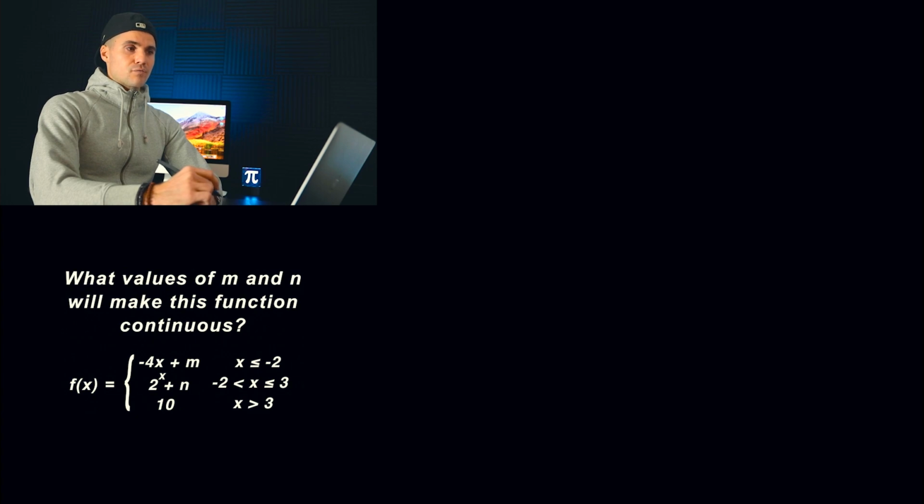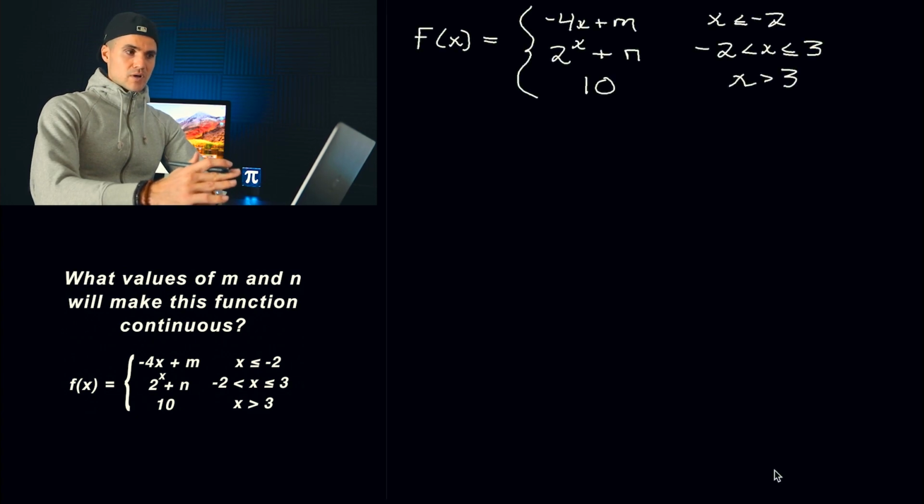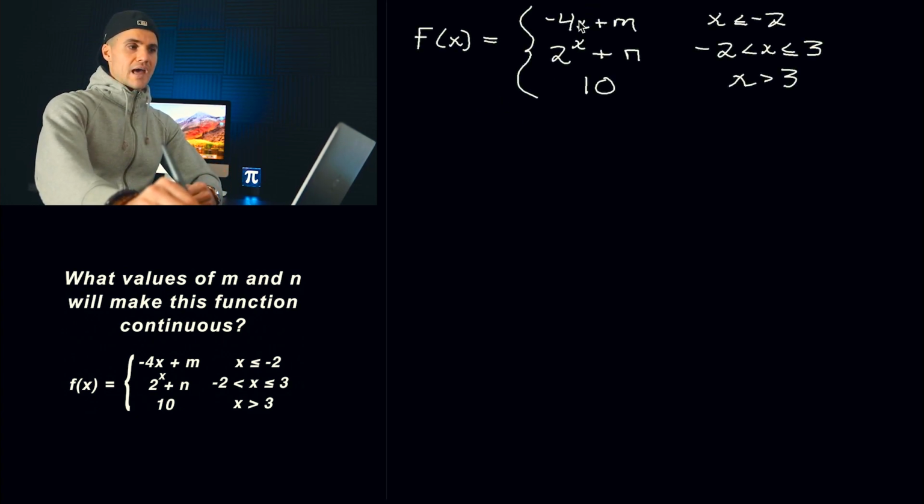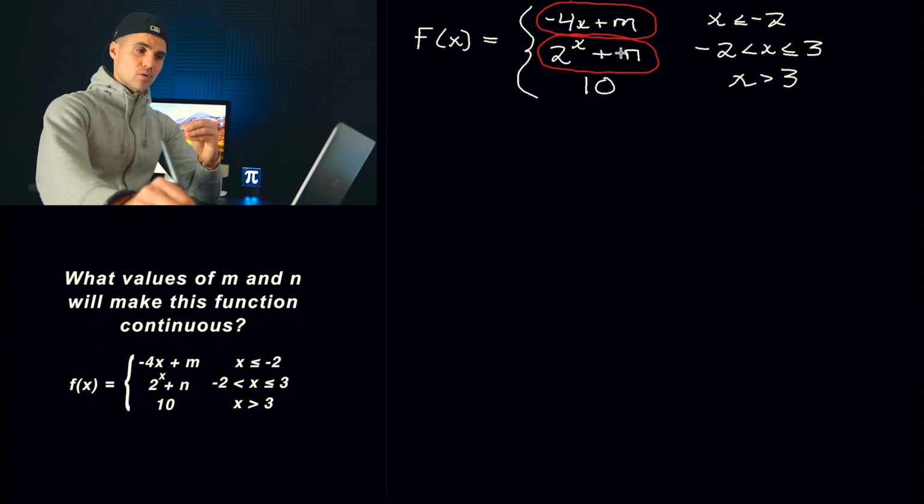So if we're trying to make this piecewise function continuous, notice that we've got three pieces here. These first two pieces, the linear function negative 4x plus m, and the exponential function 2 to the power of x plus n, which x value are they meeting at? They're meeting at this x value of negative 2. So in order for this to be continuous at x equals negative 2, both of these have to have the same y value.